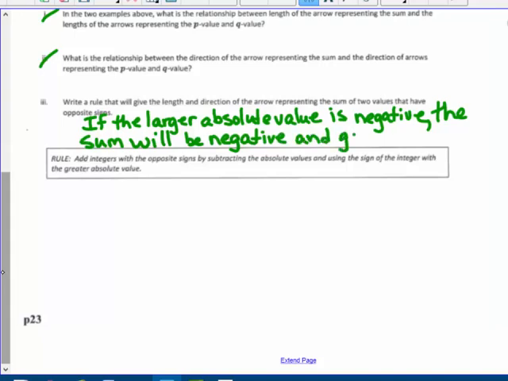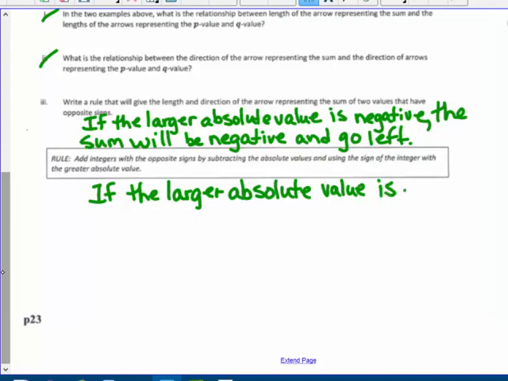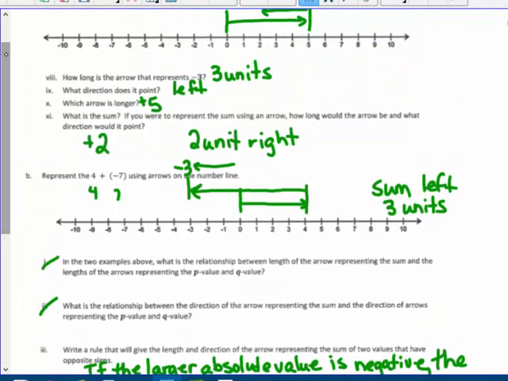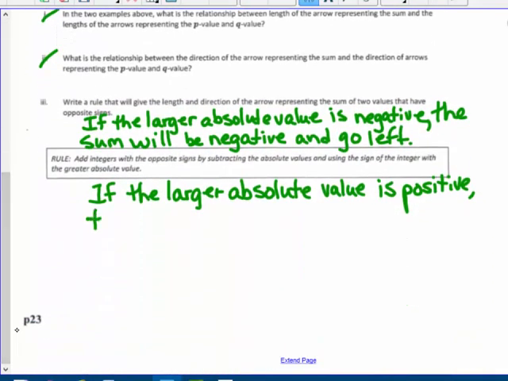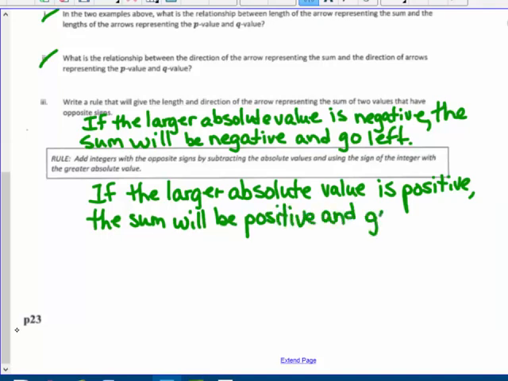And go left. If the larger absolute value is positive, the number with the larger absolute value is positive, like the first example up here, 5 has a larger absolute value than negative 3's absolute value, which is 3, because it's longer to the right, the sum will be positive and it will go to the right. The sum will be positive and go right.